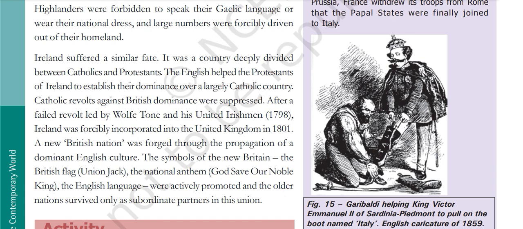A new British nation was forged through the propagation of a dominant English culture. The symbols of the new Britain, the British flag, Union Jack, the national anthem, God Save Our Noble King, the English language were actively promoted, and the older nations survived only as subordinate partners in this union.